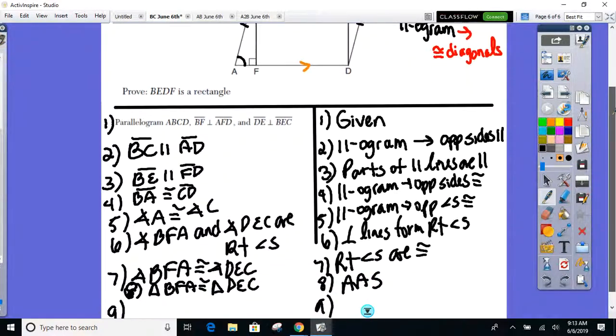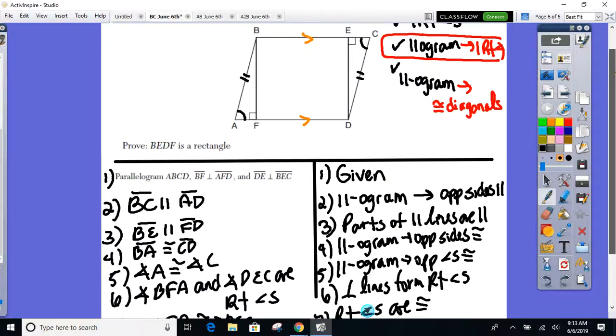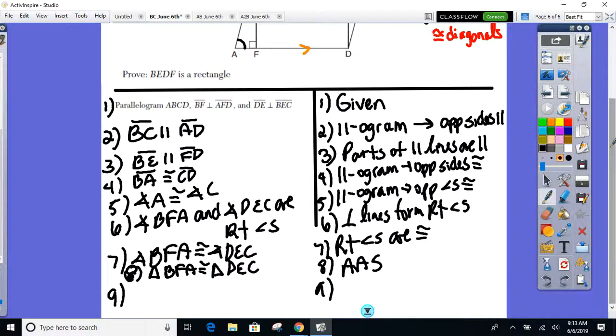All right, why do we prove the triangle is congruent again? To prove AF congruent to CE. Oh, there it is. Let it roll. Let it roll off the tongue. CPCTC.